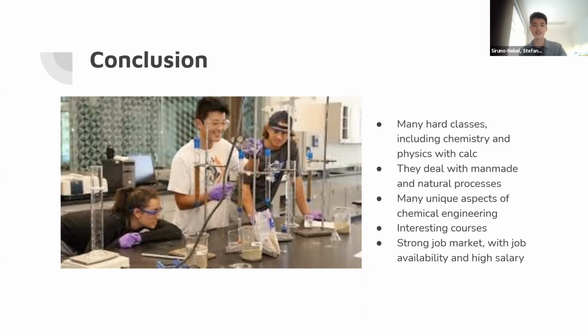Some interesting classes you can take as a chemical engineer are Chemical Engineering 431 and 432, Chemical Plant Design 1 and 2, Chemical Engineering Laboratory for 451, and Chemical Engineering 537, which is Chemical Engineering Thermodynamics. There are also many jobs available in the chemical engineering field, and there's high pay available after you finish college.